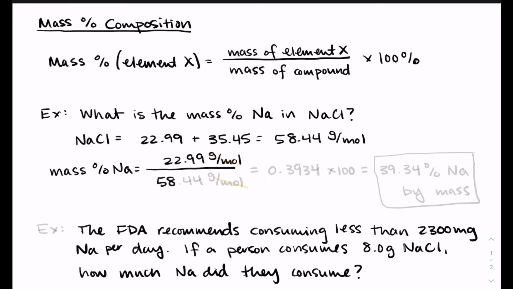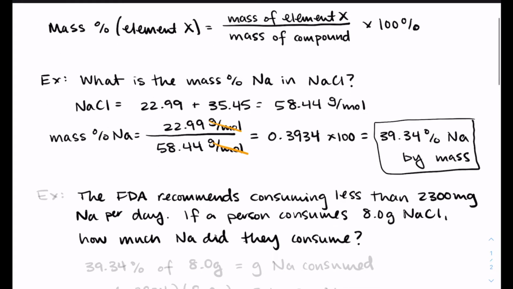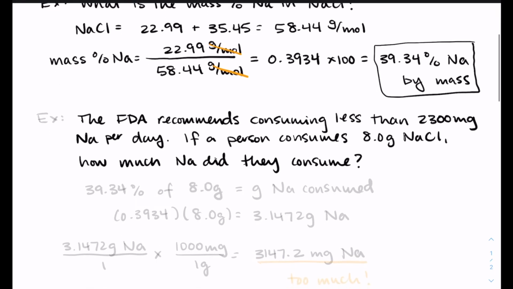So why would this even matter? What would we do with this? You'll see this come up in a bunch of different places, including in lab if you're taking lab. This percent by mass is an easy way to make some solutions. It's an easy way to figure out how much of something is in a big sample, like maybe you want to extract it, or like the example we're going to do, maybe you're not supposed to eat that much of it. The example we're going to look at has to do with FDA recommendations, and they recommend consuming less than 2,300 milligrams of sodium per day.